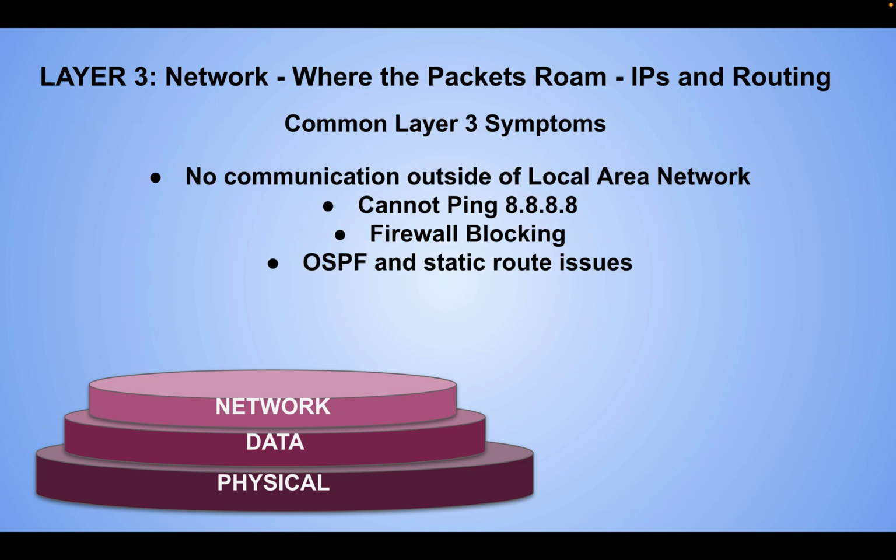Layer 3 problems are usually evident when you can't get out of your local network. No communication outside of your local area network. You cannot ping a public IP address, such as 8.8.8.8, a clear sign that traffic isn't leaving your network. Firewall blocking, specifically rules based on IP addresses. And issues with routing protocols like OSPF, open shortest path first, or static routes, preventing traffic from finding its way.